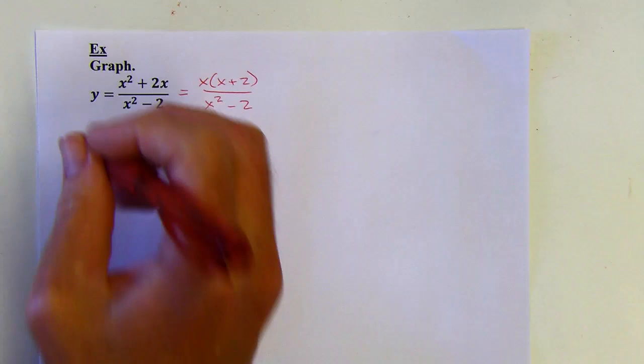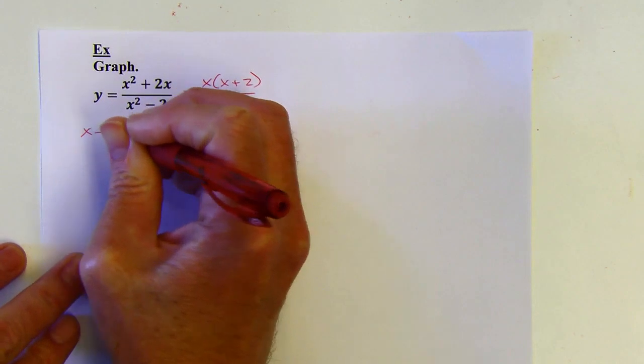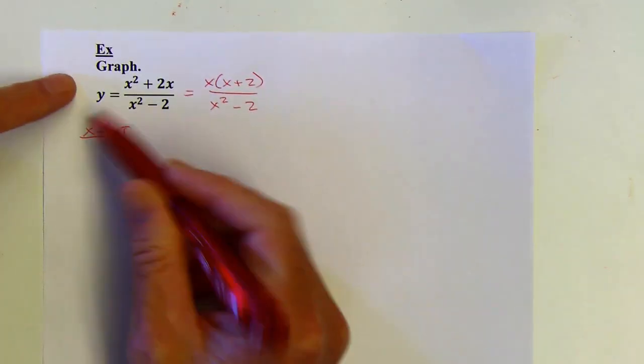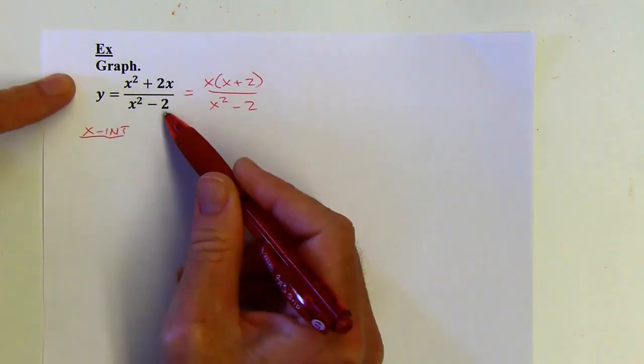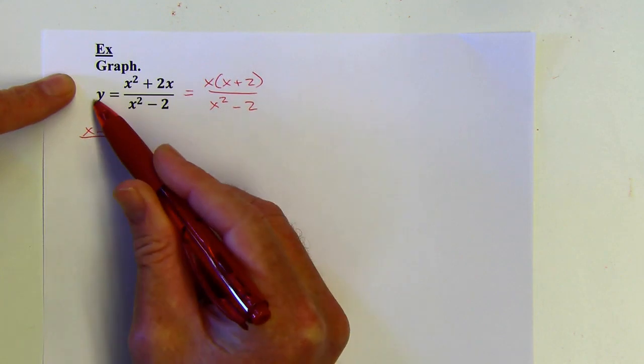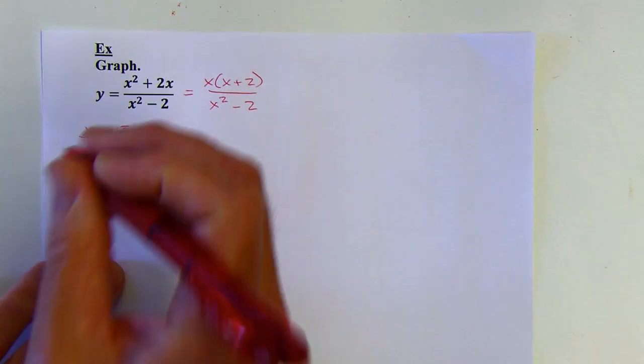Okay, so the x-intercept, we're going to plug in 0 for y, and if I had 0 equals this fraction, I'd multiply both sides by the denominator. So 0 is really going to equal the numerator.